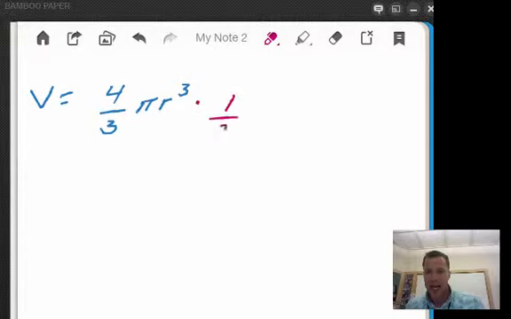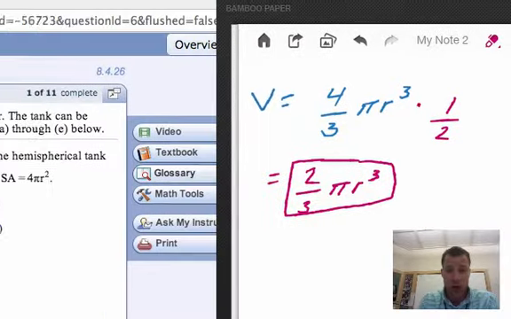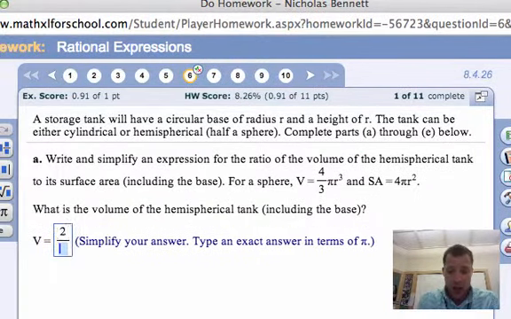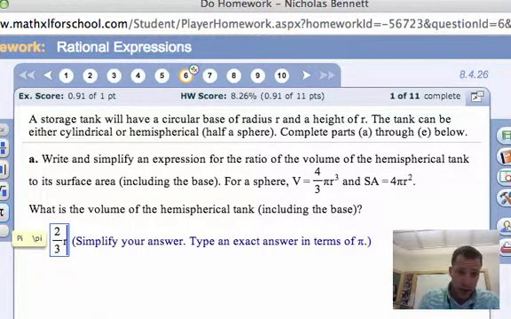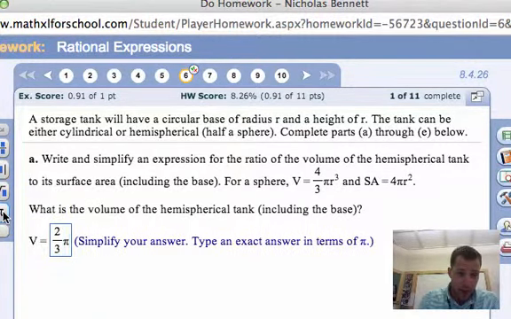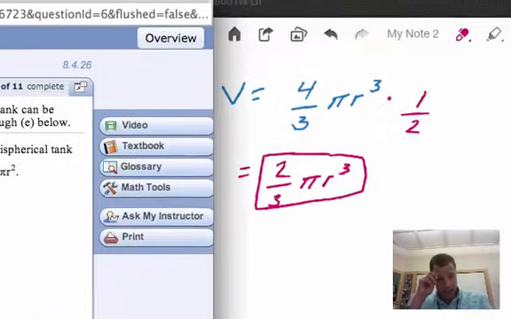So we're going to take half of this. Your volume actually becomes 1/2 of 4/3, which is 2/3. So 2/3 pi r cubed. That's our first answer. That's half of a sphere, that's hemispherical. So we go here and type in 2/3 pi r cubed, and we get a fantastic this time.